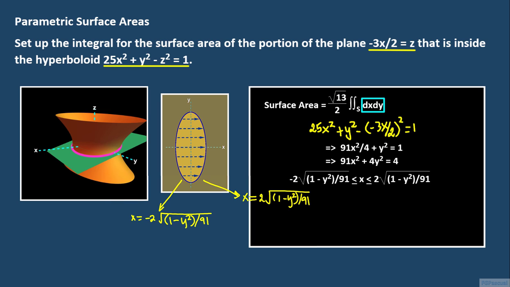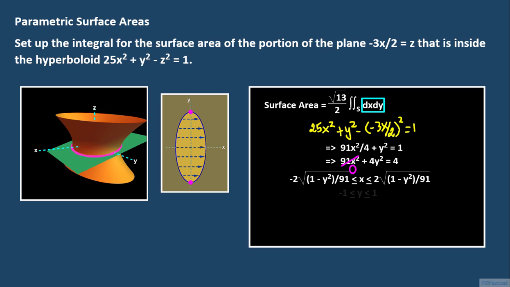Y is the second variable of integration, and so we solve for the minimum and maximum values of y within the projection. The absence of linear terms in the equation of the ellipse tells us that the ellipse is centered at the origin. Therefore, the minimum and maximum values of y correspond to the y-intercepts of the ellipse. We set x equals 0 in the equation of the ellipse and find that y is plus or minus 1 at the intercepts. And so we have the first double integral for the surface area.